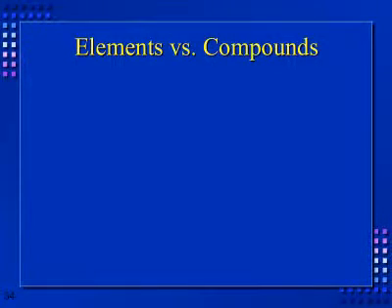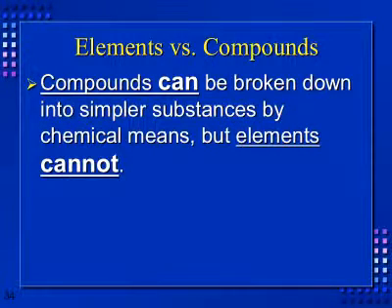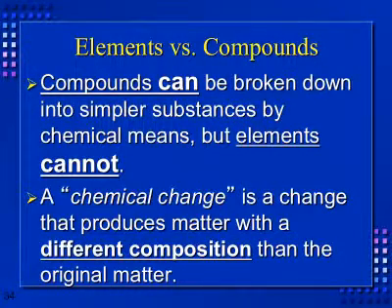All right, so let's talk about elements versus compounds for just a minute. Compounds can be broken down into simpler substances by chemical means, but elements cannot. Yesterday we talked about a chemical change a little bit. A chemical change is a change that produces matter with a different composition. So in other words, you are ending up with a completely different compound than what you started with. So the chemical formula has to be completely different. Whereas in a physical change, if you start with water and salt, you're ending with water and salt, it's just mixed together. This time we have to have a completely different composition.